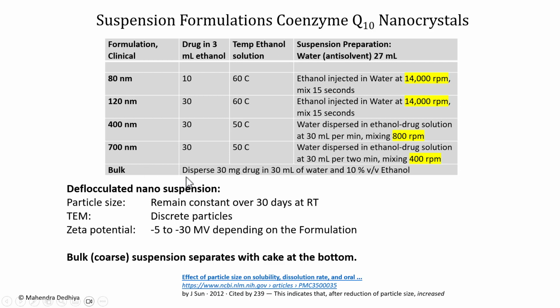This is compared to the bulk drug dispersed in 30 ml of water and ethanol. So we studied the drug to see the effect of particle size on bioavailability. In this case, nanosuspensions are obtained. Particle size remains constant over 30 days at room temperature, indicating good stability. Transmission electron microscopy, TEM, shows discrete particles and zeta potential varies from -5 to -30, and the bulk coarse suspension separates with a cake at the bottom.